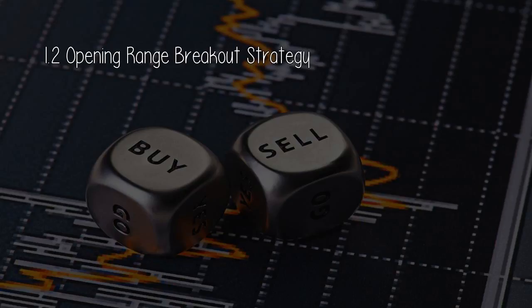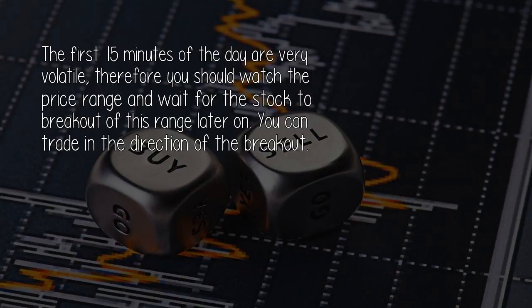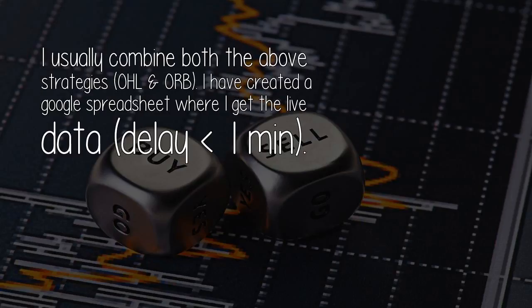1.2 Opening range breakout strategy. The first 15 minutes of the day are very volatile, therefore you should watch the price range and wait for the stock to break out of this range later on. You can trade in the direction of the breakout. I usually combine both of the above strategies, OHL and ORB.